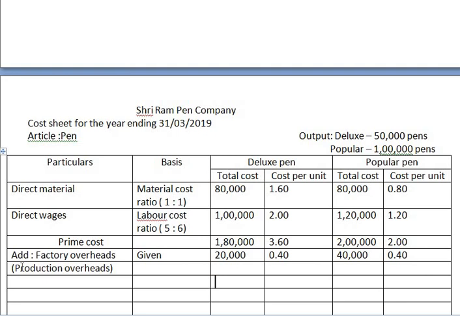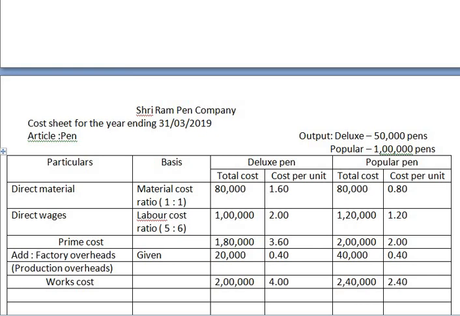Okay. Now make a total of these. So this will be 2 lakh. This is 4 rupees. 2,40,000. 2.40. Okay, now what is this called? This is called works cost.